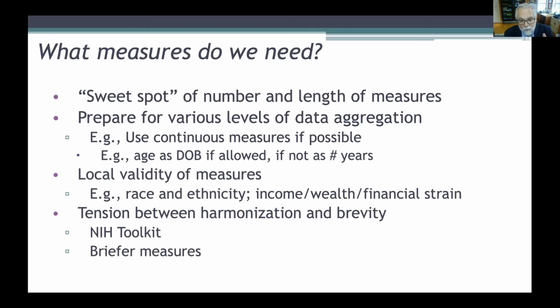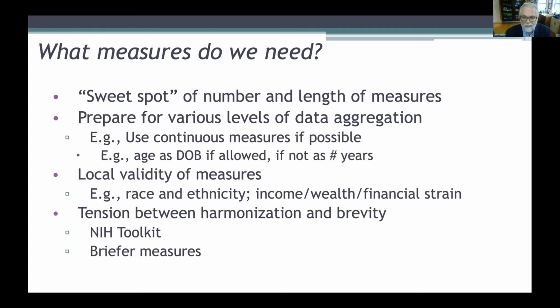If you're going to study, in China for example, the impact of minority status, you might collect information on Han and non-Han Chinese, and then be able to roll those up for reporting in an overall trial as Asian. But you would still be addressing the question about a discriminatory status, for example, as being a possible contributor to heterogeneity effects. The same thing with income, wealth, and financial strain.